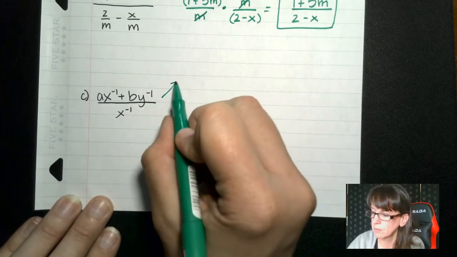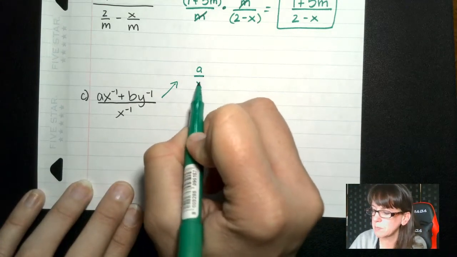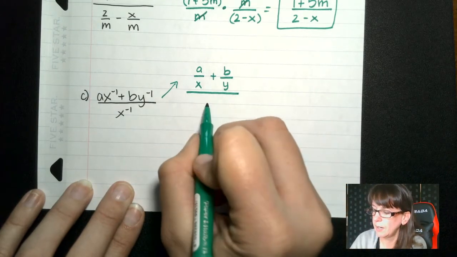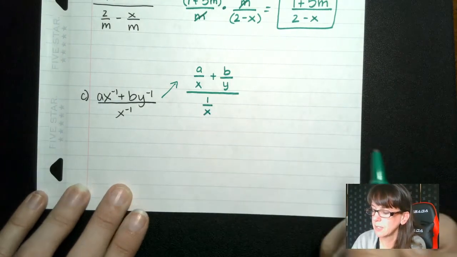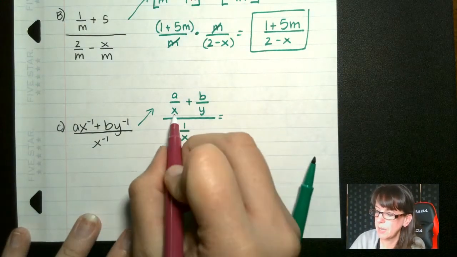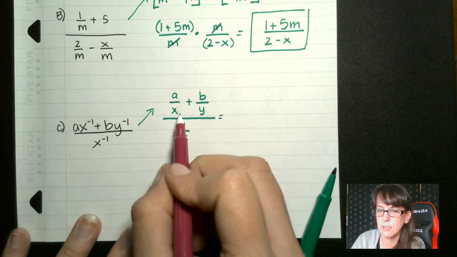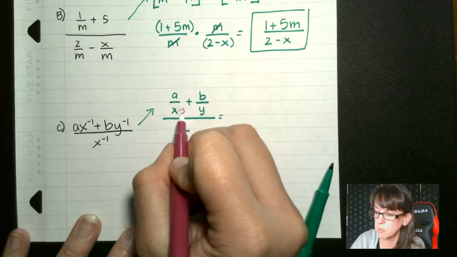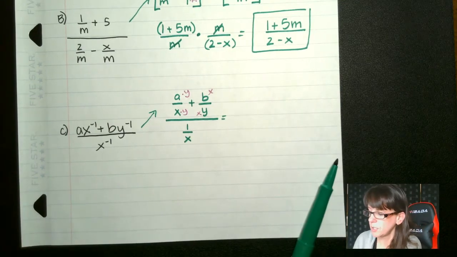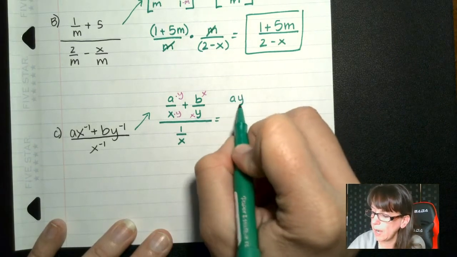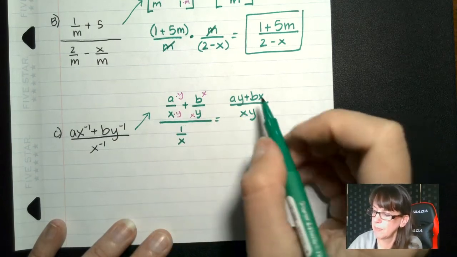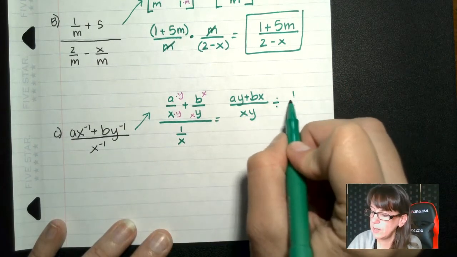All right, let's talk about this one. We've got a over x plus b over y divided by 1 over x. So we have, let's do some common denominators at the same time. This common denominator is x times y. So this, I need to multiply by y, and this by x, this by x. So I end up with ay plus bx over xy. That's my numerator there. Divided by 1 over x.